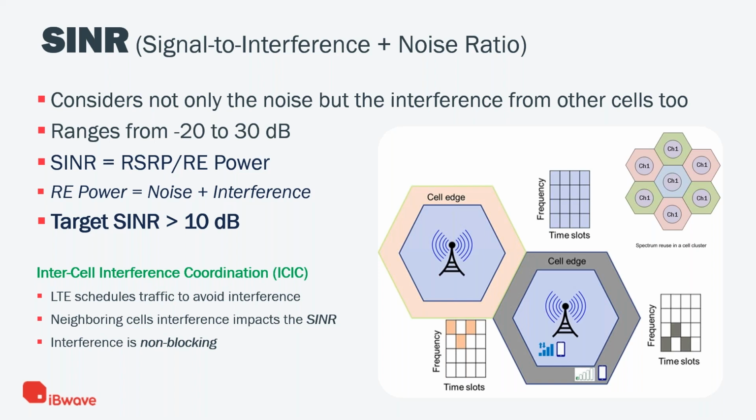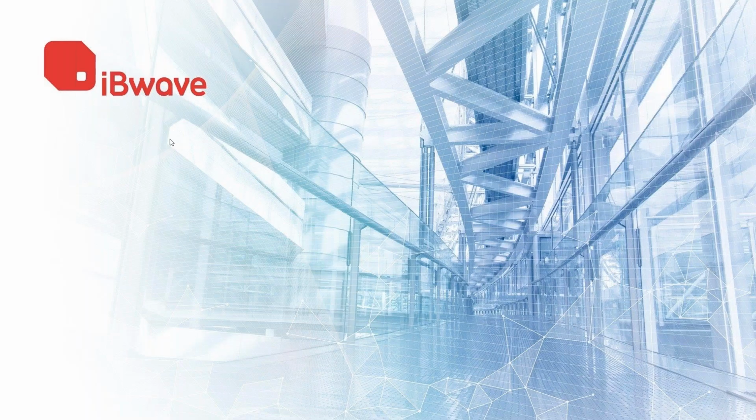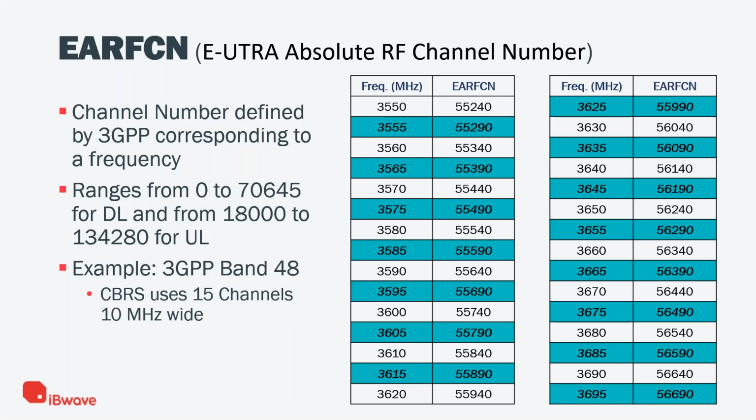Now let's talk about the channels. Sorry, here it's not ERP. Let me fix that quickly. It's EARFCN, the E-UTRA Absolute RF Channel Number. Those are channel numbers defined by 3GPP, and they correspond to a given frequency, usually in megahertz.